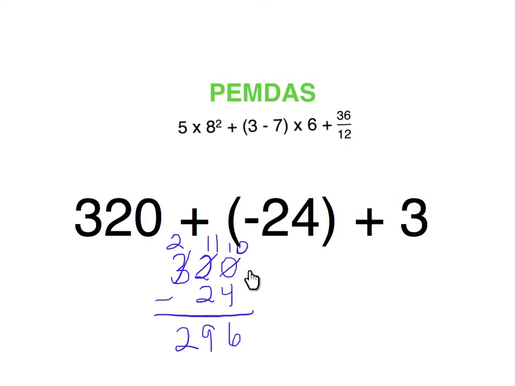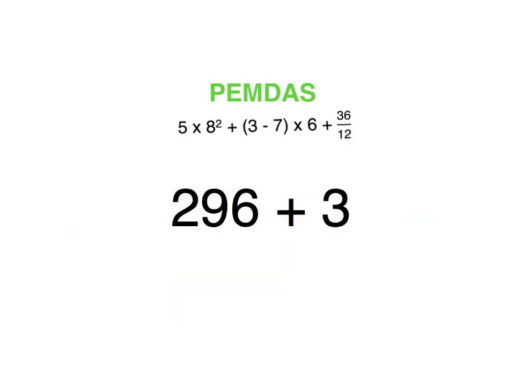So 320 minus 24 is 296. Since 320 is bigger than 24, and 320 is positive, our final answer is positive as well. All that's left to do is add 296 plus 3, and when we add those together, we get 299.